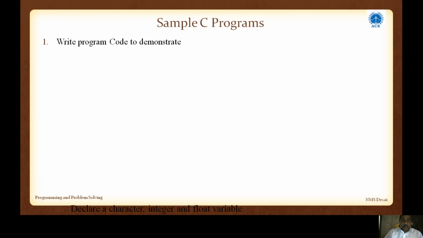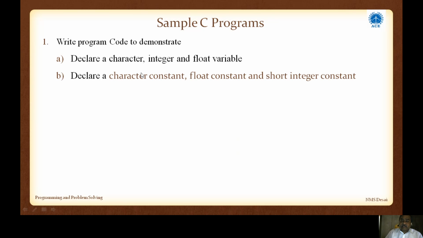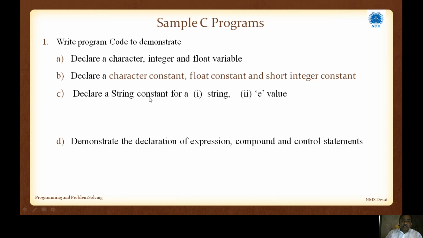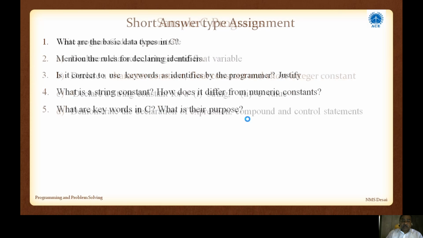What we have done is declare a character, which we have already done. Integer and float we have already done. Declare a character constant we have done. Float constant we have done. Short integer constant we have done. Declare a string constant, this we have not done. Okay, declare a string constant. Next, demonstrate the declaration, expression, and compound control statements we have done in the program.